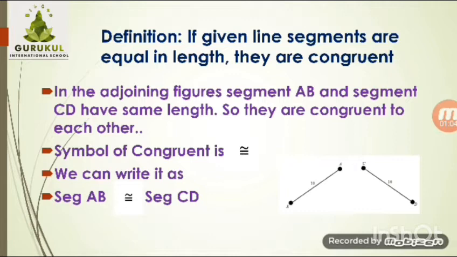On the screen you can see I have written how to draw the symbol of congruent. And in the last line we have written segment AB, in between the symbol, after that segment CD. How to read it? We can read it as segment AB is congruent with segment CD.